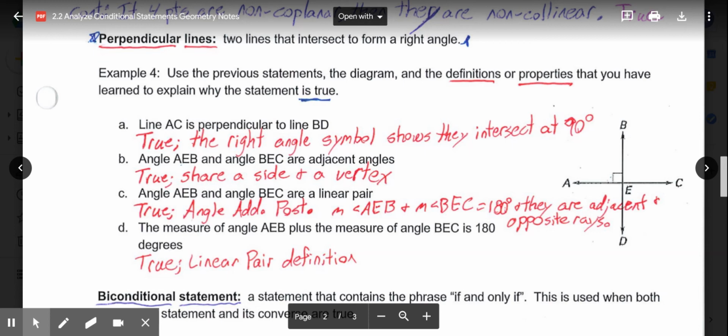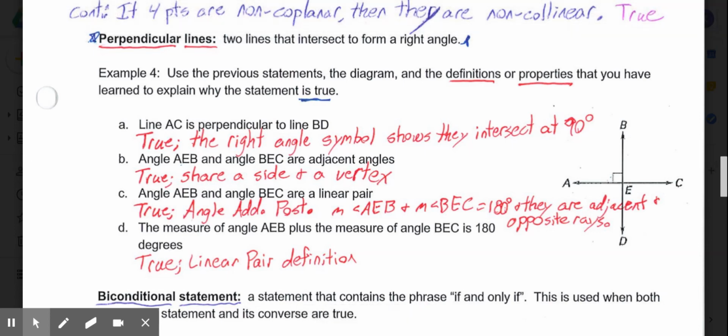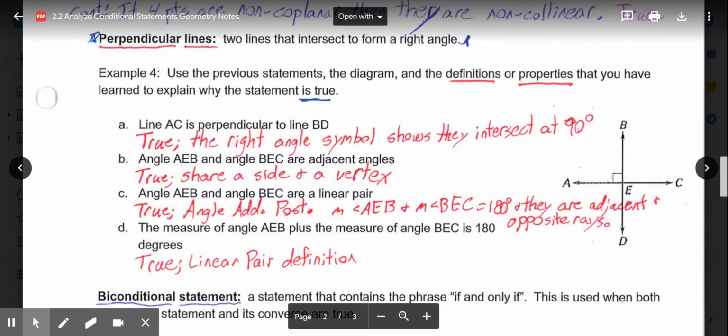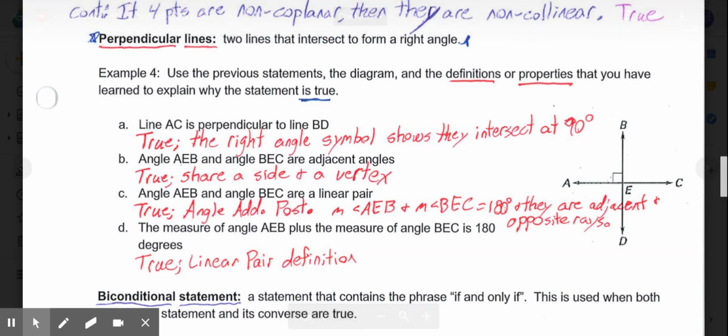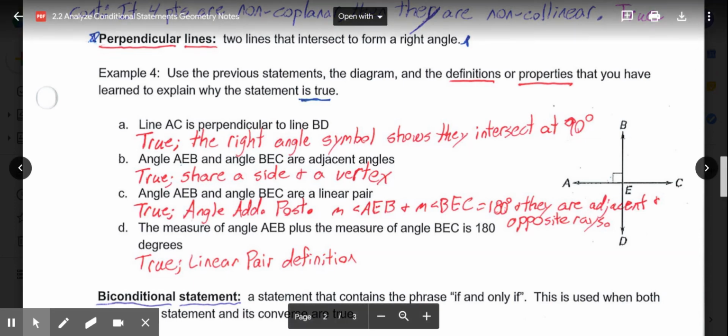Angle E, or angle AEB, and angle BEC are adjacent angles. AEB is the angle right here, BEC is the angle right here. They share a vertex and common side, so they are adjacent angles. That is true.